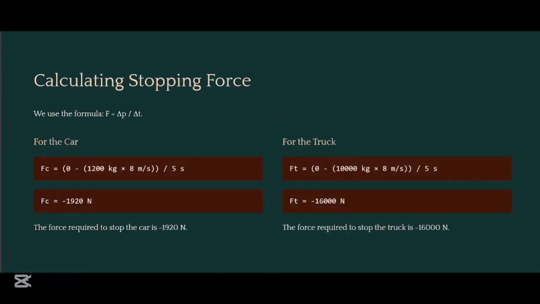For the car, you will use the formula F is equal to delta P divided by delta t. So 0 minus 1200 kg multiplied by 8 meters per second, divided by 5 seconds, which is the change in time. So the average force to stop the car will be negative 1920 Newton. And for the truck, 0 will be subtracted from 10,000 kg multiplied by 8 meters per second, divided by 5 seconds. And the average force will be negative 16,000 Newton.